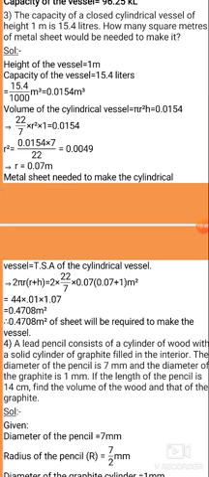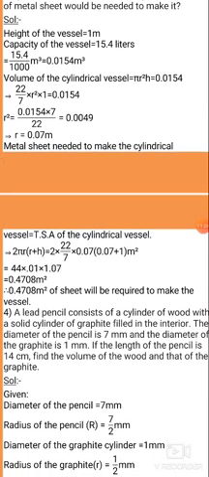Now the next question. A lead pencil consists of a cylinder of wood with a solid cylinder of graphite filled in the interior. The diameter of the pencil is 7 millimeter and the diameter of the graphite is 1 millimeter. If the length of the pencil is 14 centimeter, find the volume of the wood and that of the graphite. So listen carefully. Suppose this pencil is a new one, not sharpened. The diameter of the pencil is given as 7 millimeter, so the radius is 7 by 2 millimeter.